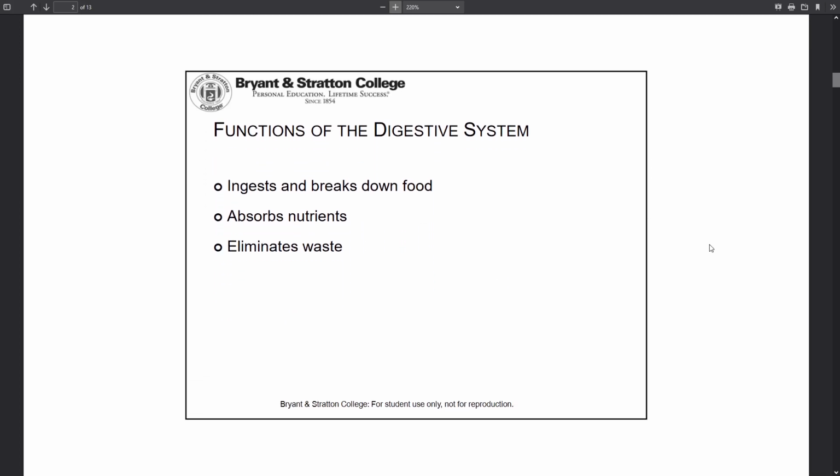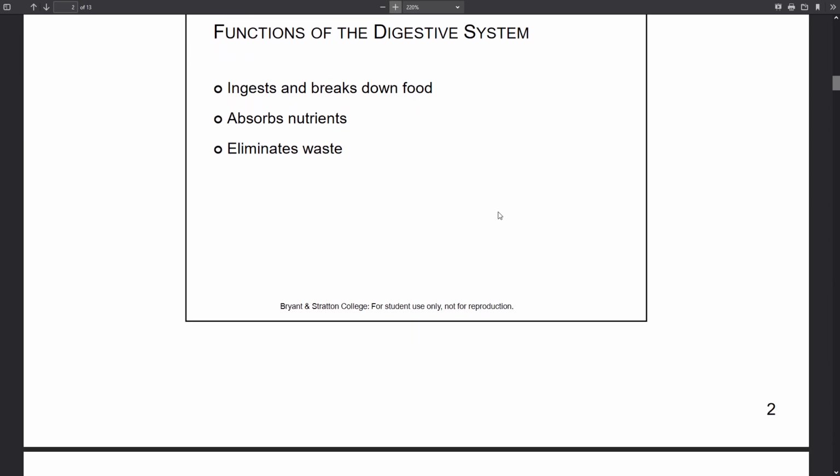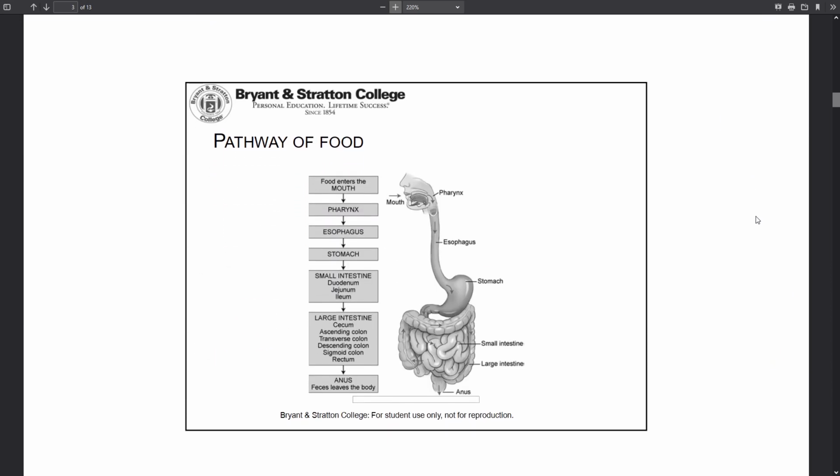Again, you'll see the function of the digestive system is to break down digested food, absorb nutrients, as well as eliminate waste. So what you see here, we already talked about this pathway: mouth, pharynx, esophagus, stomach, small intestine, large intestine.